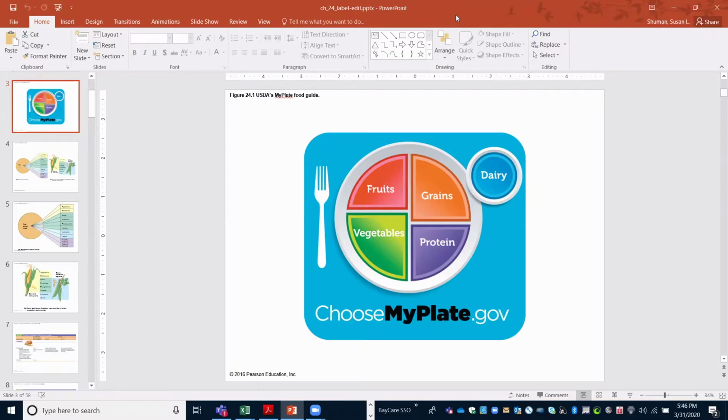They used to have a pyramid where the top was a tiny little triangle of fats and down at the base you'd have your carbs. But I don't know about you, I don't eat that way. I eat more on a plate. So when they finally came up with this much better representation, it gives you an idea of how much of your plate should be each of the different things.